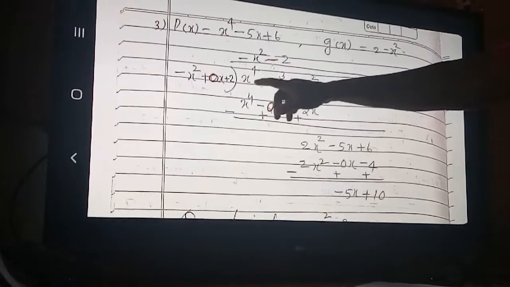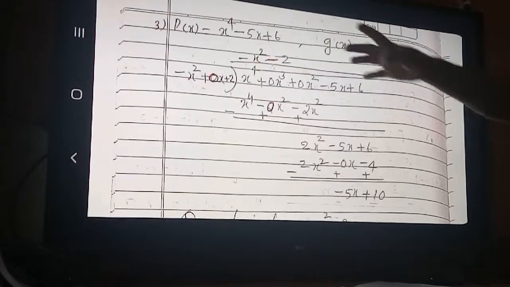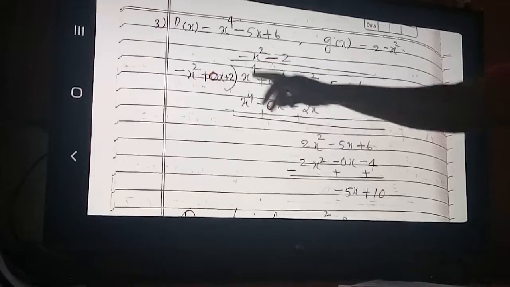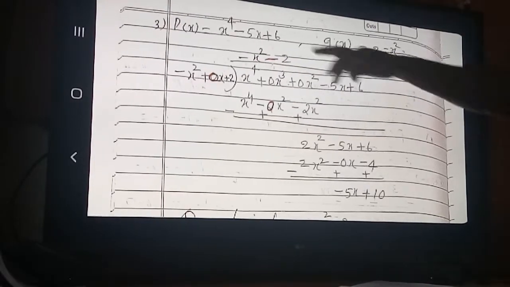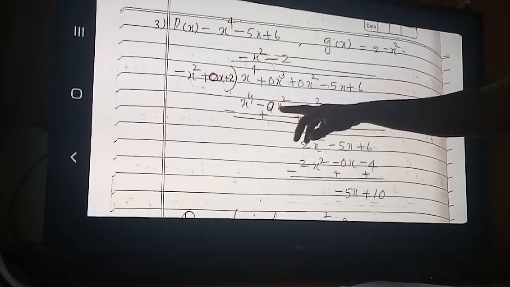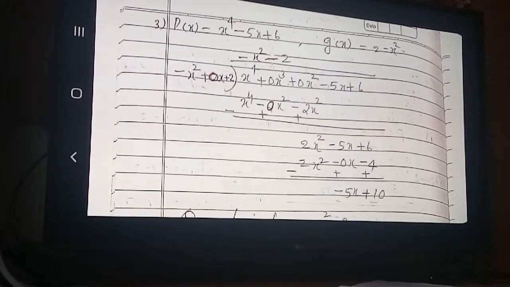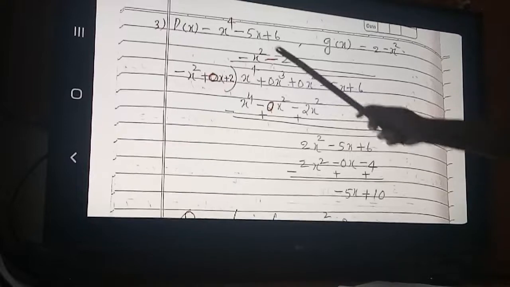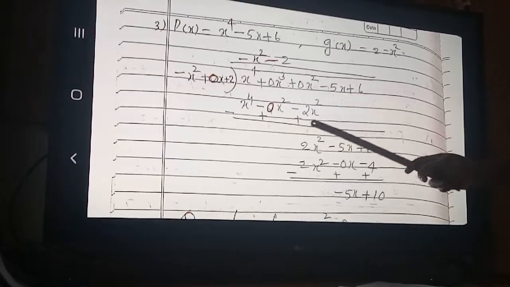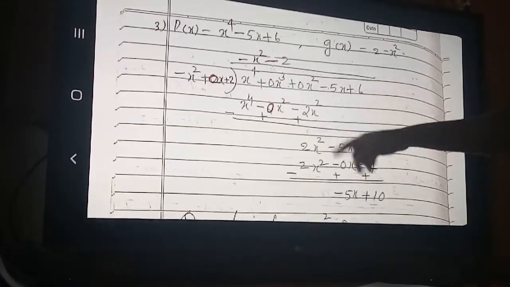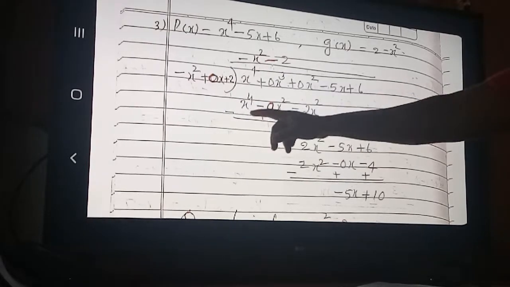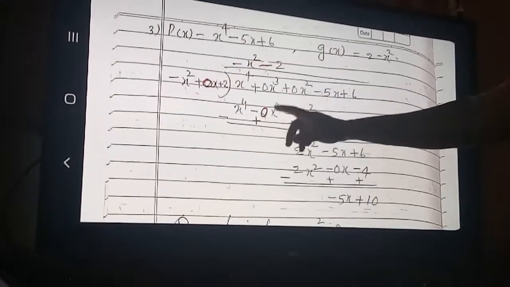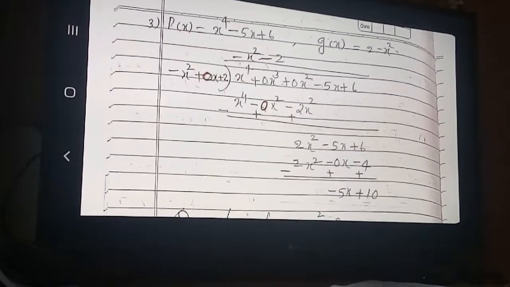So as usual, x raised to 4 by minus x square means minus x square. Minus x square into minus x square, x raised to 4. Then minus x square into 0, 0x cube. And minus x square into 2, minus 2x square. Very easy, all of you know. Then change the sign and add them. So x raised to 4 minus x raised to 4, 0, and 0x cube minus 0x cube cancelling.